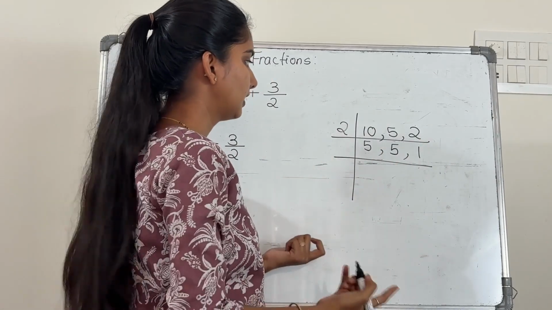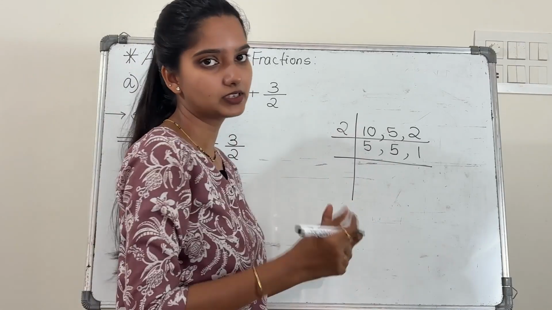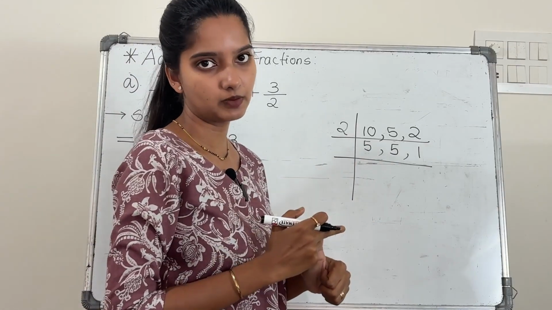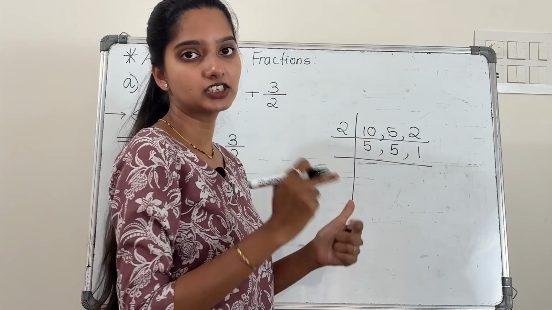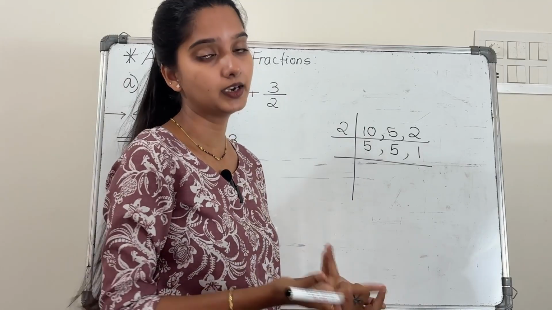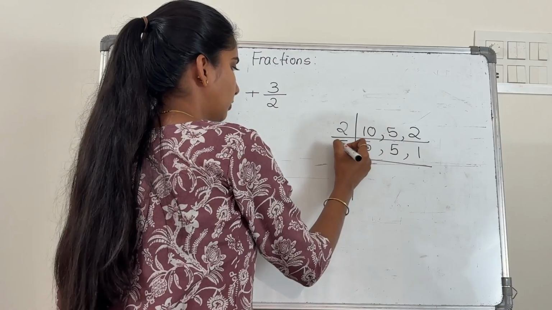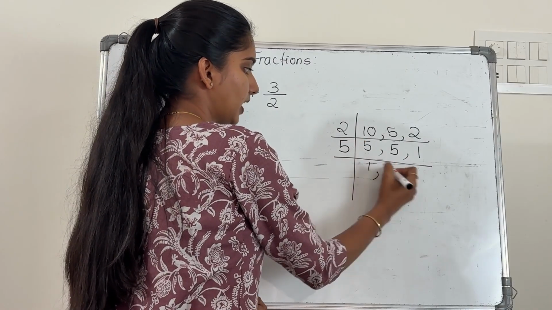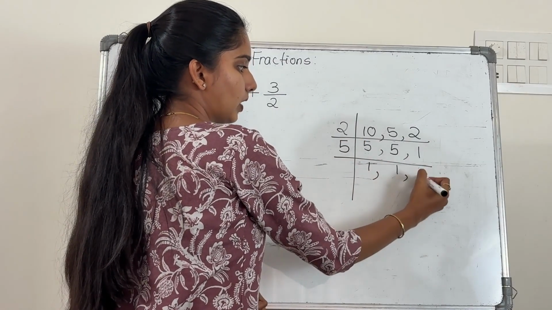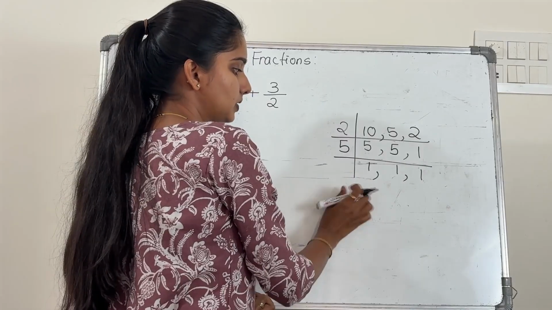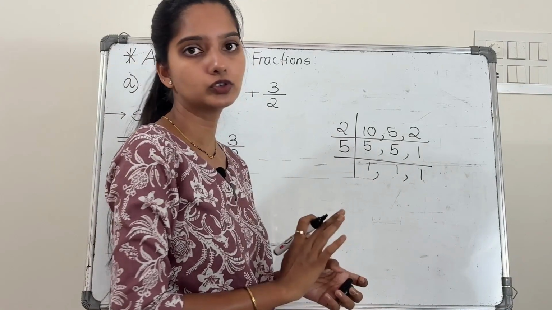Next again, what do I want? I want 5, so obviously 5 doesn't come in the 2 times table, so I'm not going to write 2 again. Does it come in the 3 times table? It does not come. The 4 times table? No. The 5 times table? Yes. So we write 5 1s are 5, 5 1s are 5, and then 1 we copy as it is. Once we get 1, we stop with the LCM.